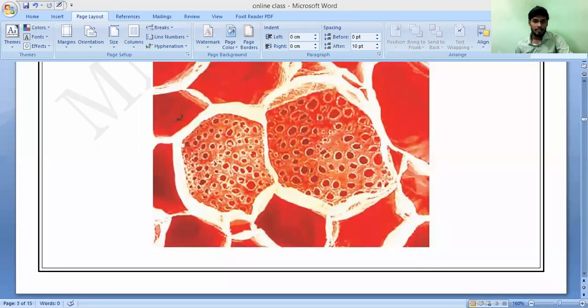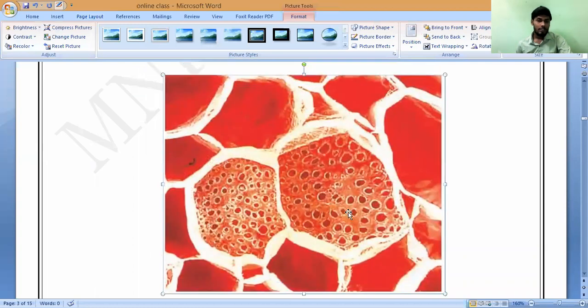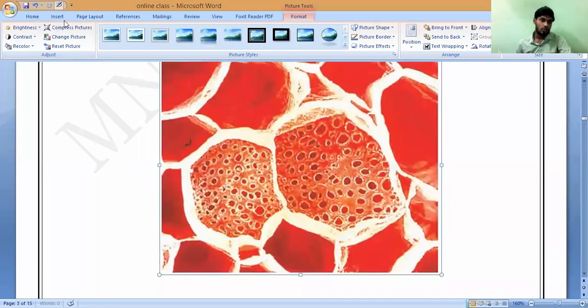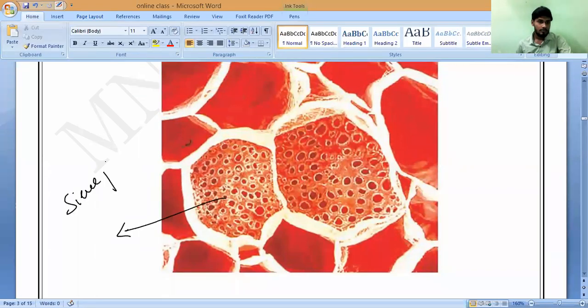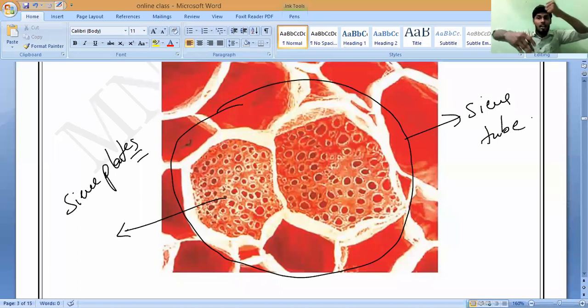Correct. This is the transverse view. You can observe here, what should we call this? It contains holes. What should we call them? Sieve plates. Do you understand? And this side, this everything, what is it called? Sieve tube. This is in the sense of a transverse cut, like this. Before it was the longitudinal section, where we cut along this side. Observe, this is the transverse section.